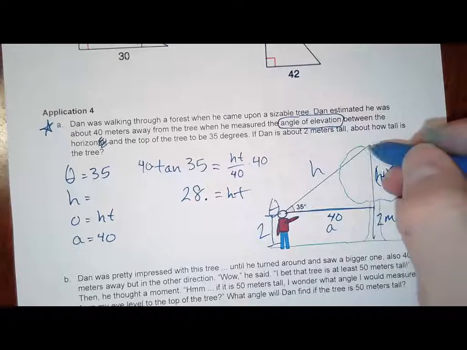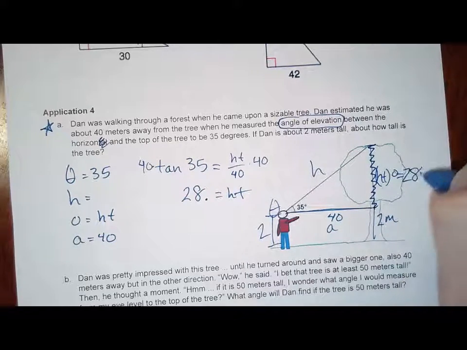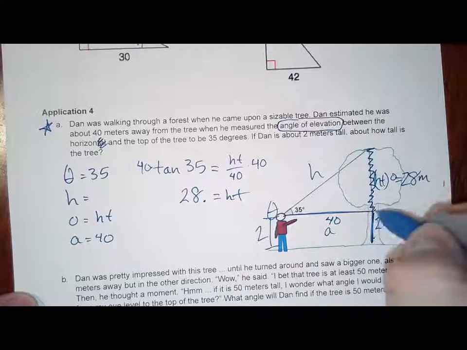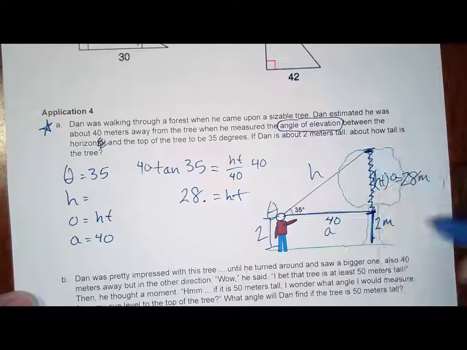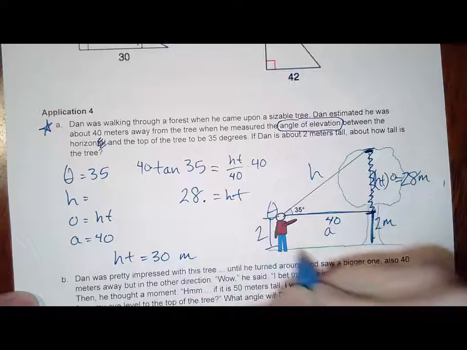So this section of the tree is 28 meters. And then add the 2 meters where Dan's eye level looks up to see the top of the tree. And so really the height of the total tree is 30 meters tall.